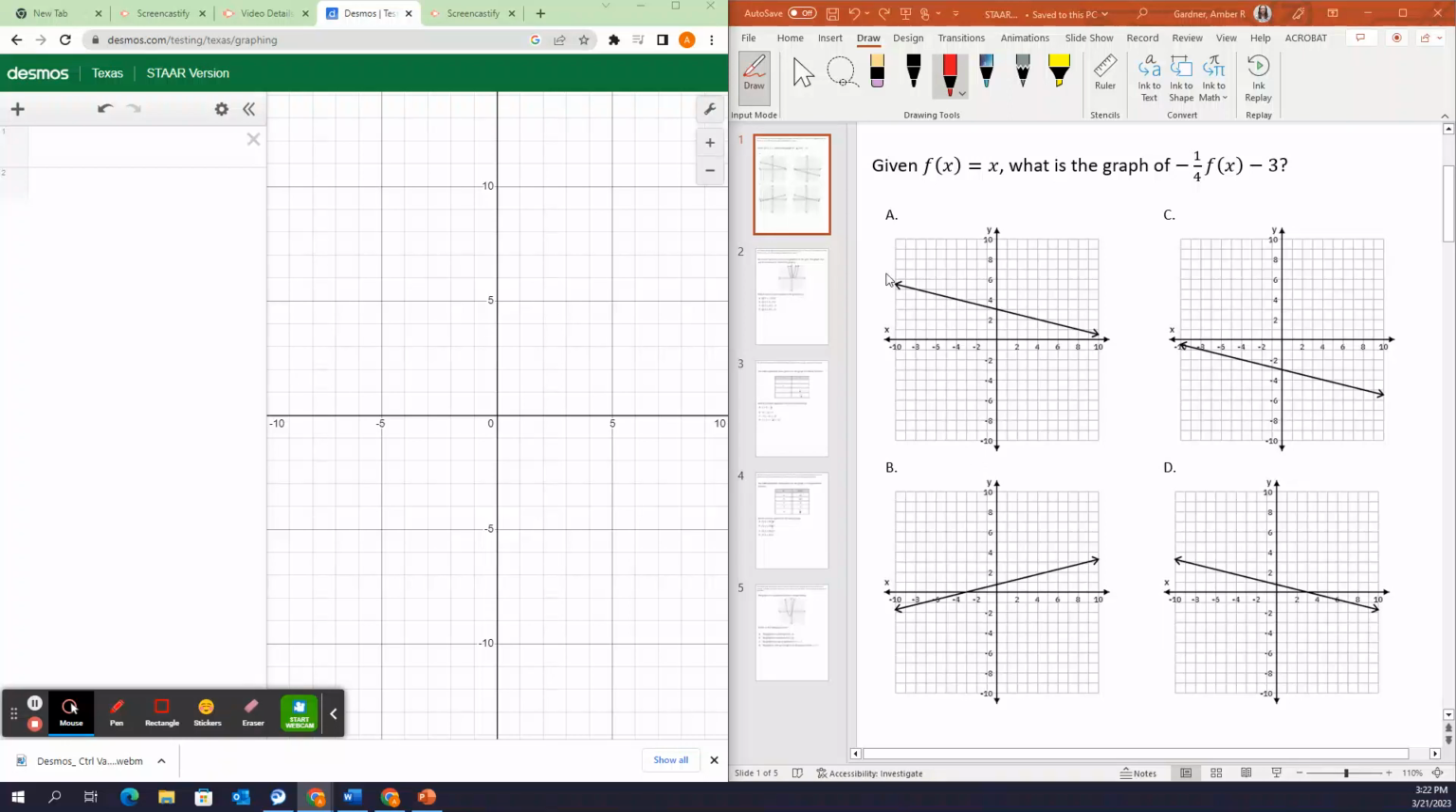All right, so today we're going to do linear transformations. So we have a problem over here. It says, given f of x equals x, what is the graph of negative 1/4 f of x minus 3? So this is your parent function. Let's highlight this one yellow. Your parent function is f of x equals x. It's going to be a straight line. It's going to go through the origin.